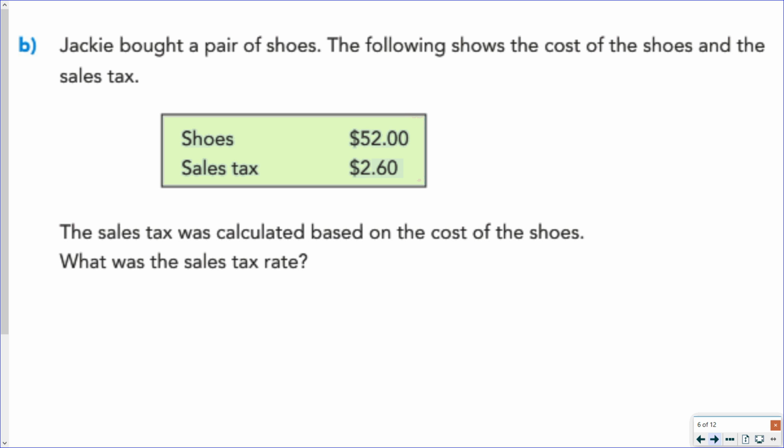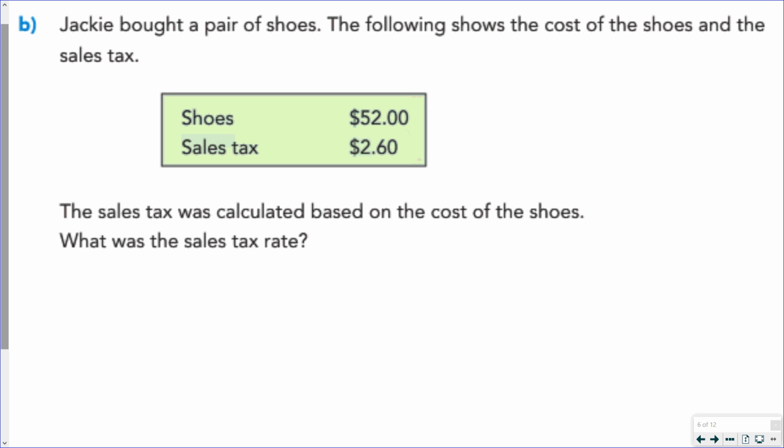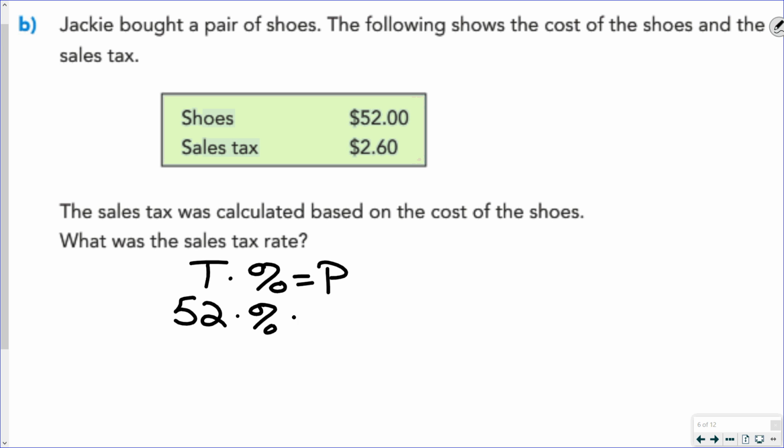In our next example here, Jackie bought a pair of shoes. The following shows the cost of the shoes and the sales tax. So the shoes were $52, the sales tax was $2.60, and the sales tax was calculated based on the cost of the shoes. What was the sales tax rate? So for this question, it will help to use the formula, total times percent equals part. And the 52 represents the total. We don't know the percent because we're finding the sales tax rate. And the $2.60 would be the part.